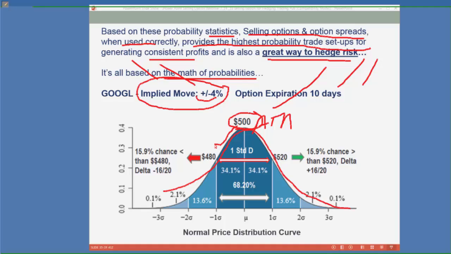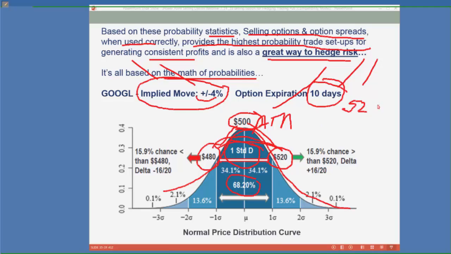So the market is theoretically implying that Google, trading at $500, should theoretically trade between $480 and $520 68.2% of the time, which is 1 standard deviation, over the cycle of its expiration, in this case 10 days. So by knowing this information, this is the first place you want to start before you put your trade on. What is the expected move? In this case, if you're trading Google, you can say, okay, the expected move is $520 up, or $480 down. So this gives you a realistic price target to trade.